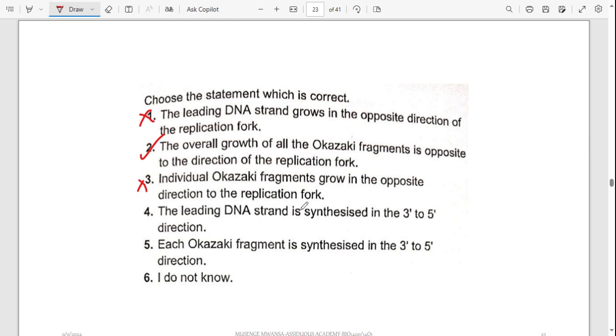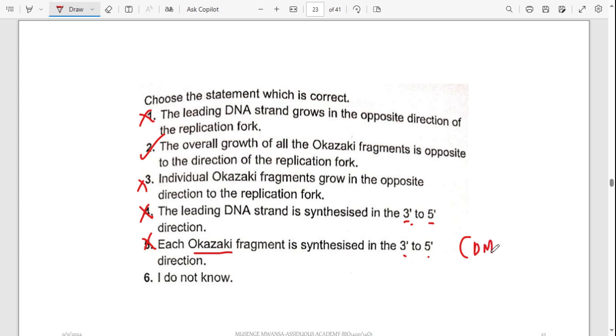The leading DNA strand is synthesized in the 3' to 5'. No, we are reading the strand from 3' to 5', but the new strand is not being synthesized in 3' to 5'. Okazaki fragment is synthesized in the 3' to 5'. Really not. What will be synthesized in the 3' to 5' is going to be the joining. When you are joining these Okazaki fragments, not the Okazaki fragments themselves, really. Okay, let's do this. Okazaki fragments are formed by what?